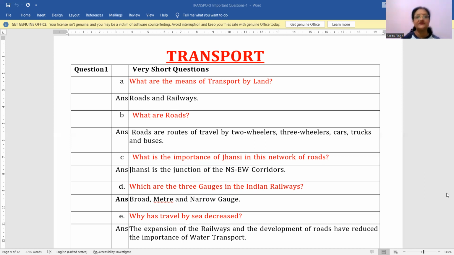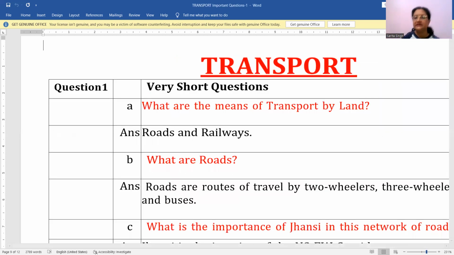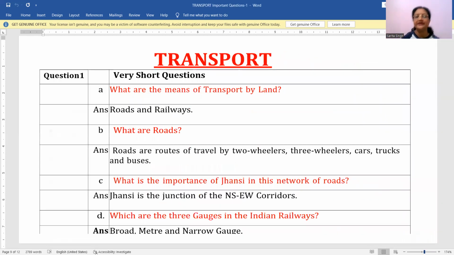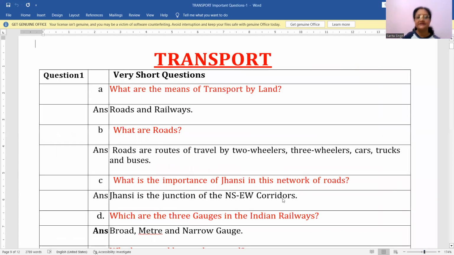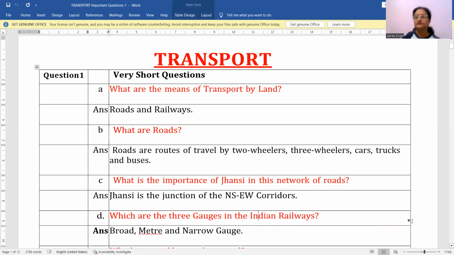Very short questions, first of all. Let me zoom it a little so that you'll be able to see clearly the questions. Okay. I hope this is now very clearly visible to you. Yes. Achha. Now let's continue with it. सबसे पहले very short questions are there. First question, what are the means of transport by land?